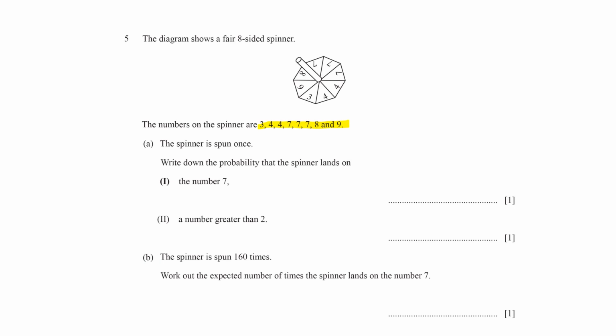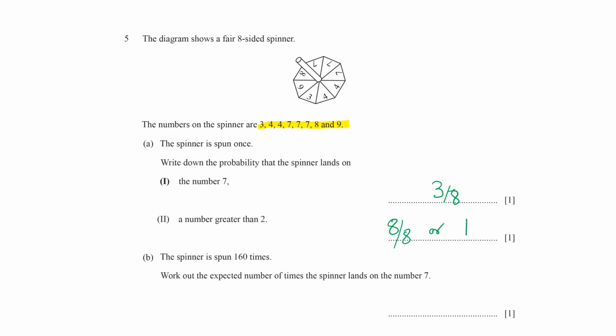So now what's probability? Probability is the number of favorable outcomes upon total number of outcomes. So how many times is 7 coming over here? It's coming 3 times. So the probability is going to be 3 over 8. Second part, a number greater than 2. Now all numbers over here are greater than 2, right? So the probability is going to be 8 by 8, or 1, right?